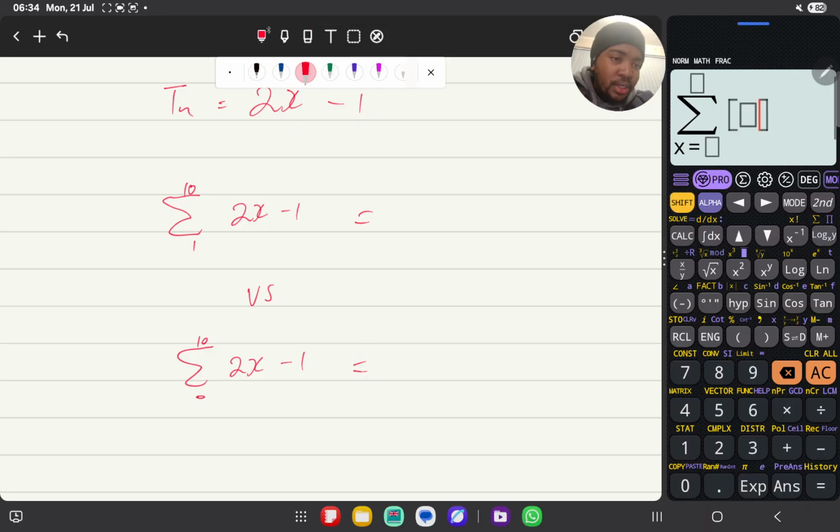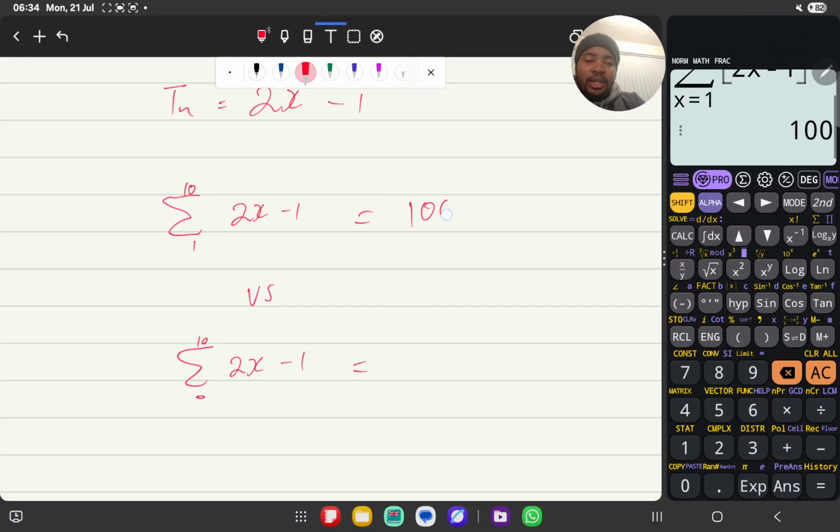So we have the calculator, let us use it. 2x minus 1. Let's start from 1, going up until 10. Here we're getting 100, né? Let's start from 0 and see what we get. 99. Do you guys see? So there's a difference between these things, and you have to be very careful.